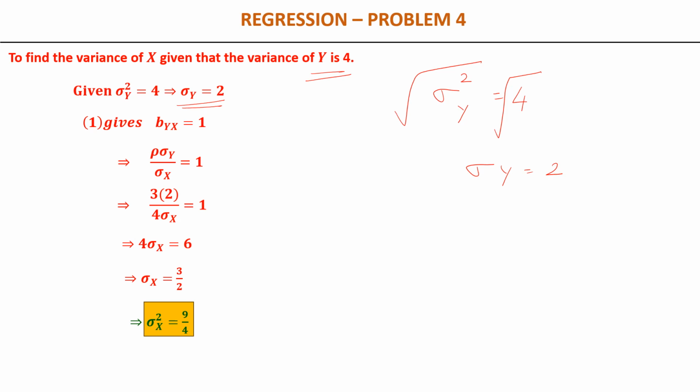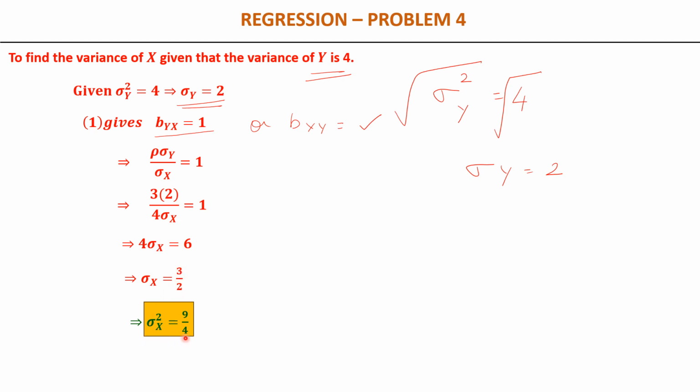Now we can either take byx or we take bxy. You can take either of them because we know both. Because byx contains rho, sigma y, sigma x, I know it to be equal to 1. So I equate it to 1, of which I know the value of rho is 3 by 4, which we have found already. Sigma y from the given condition is 2. I need to find the variance, sigma x. So I see that this is the standard deviation, sigma x. I simplify it and I get sigma x here to be 3 by 2.